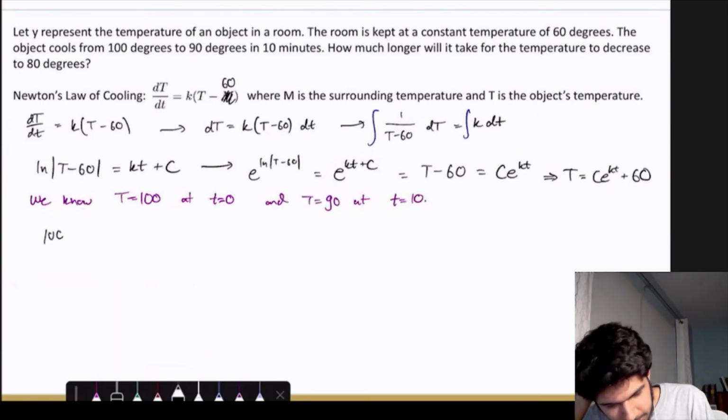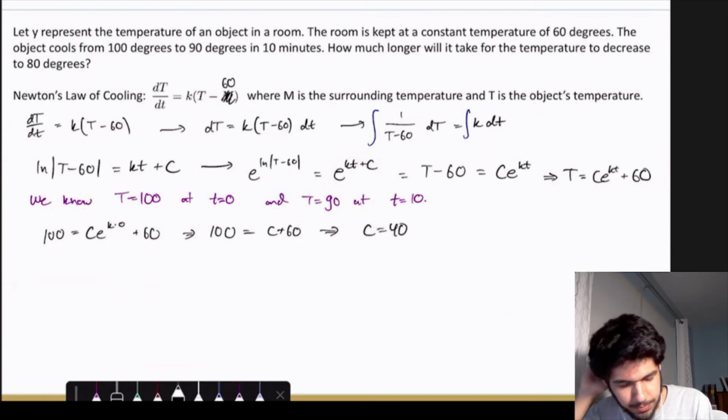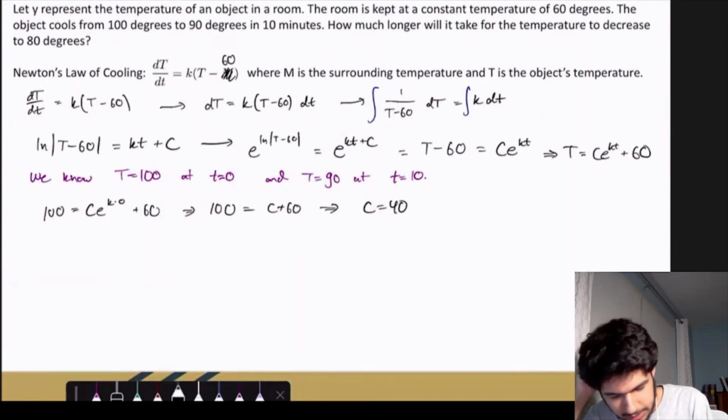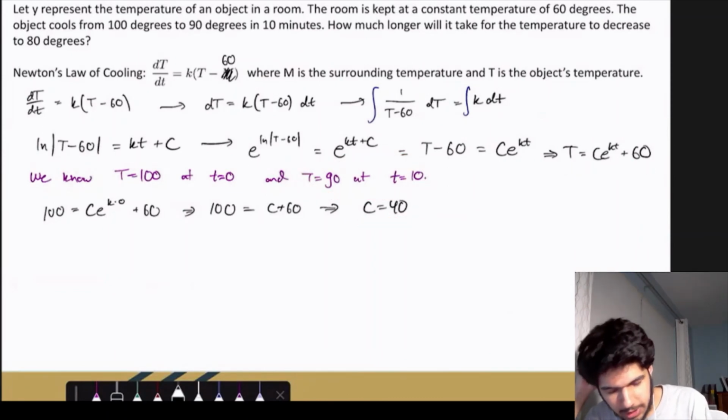So we have 100 equals Ce^(k times 0) plus 60, which means 100 equals C plus 60, which means that C equals 40. All right, great. So now let's use the second initial condition with C equals 40 and this equation to see if we can solve for k.